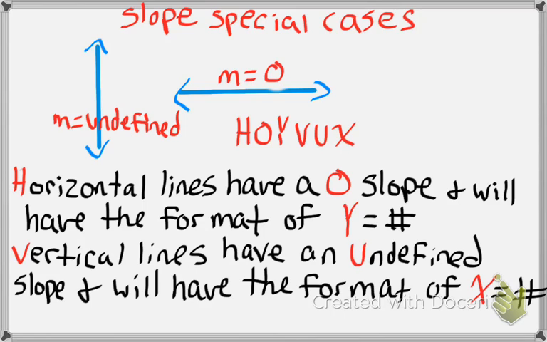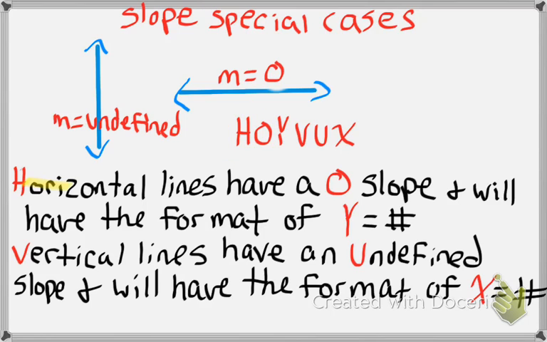And the mnemonic device to help you remember that is a phrase called HOY VUX. I came across this later in my teaching. I can't credit the one who came up with it, because I don't remember where I got it, but I know that it works. So what it tells us is this: a horizontal line has a 0 slope. Okay, so that's what I wrote.